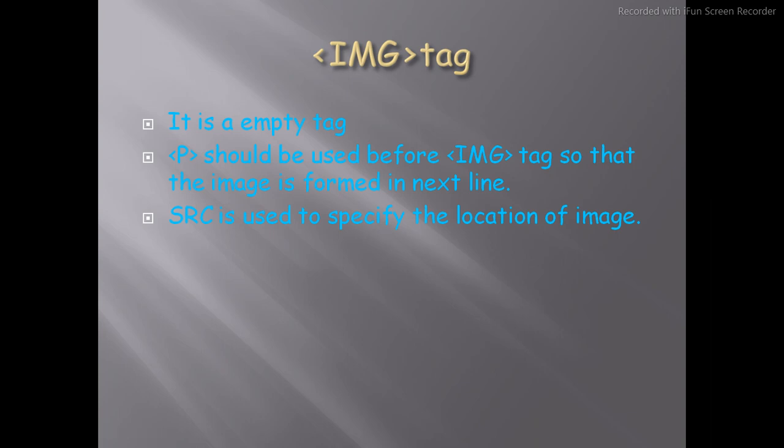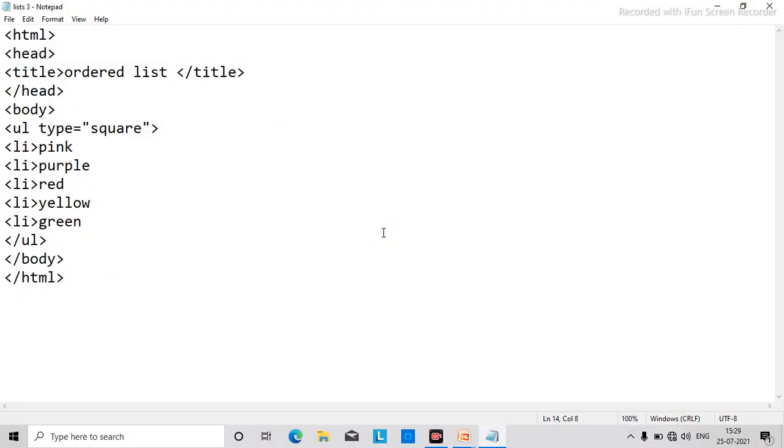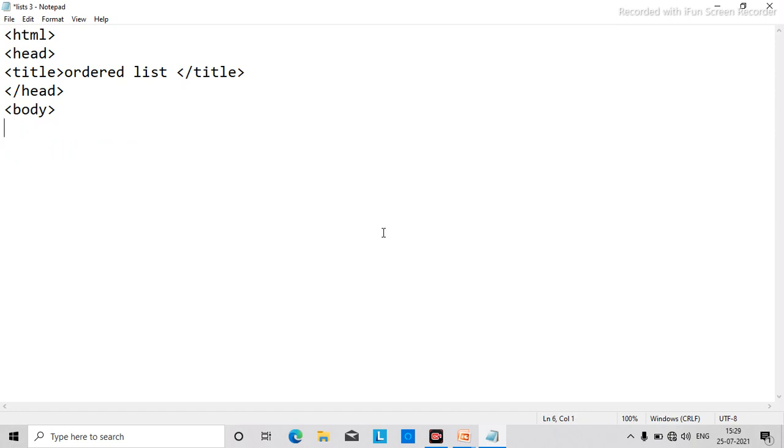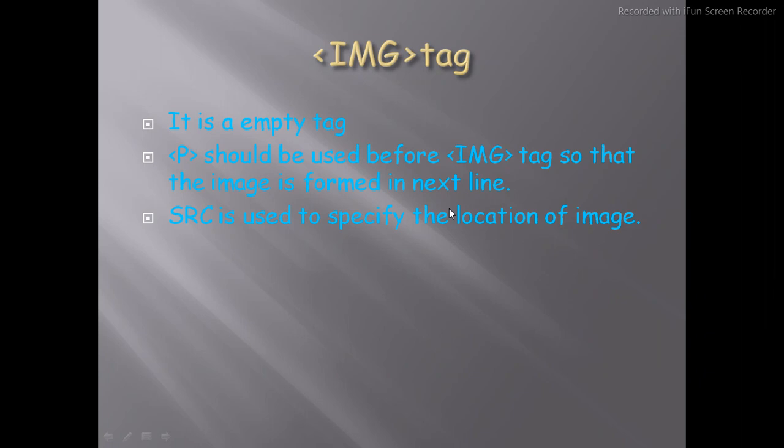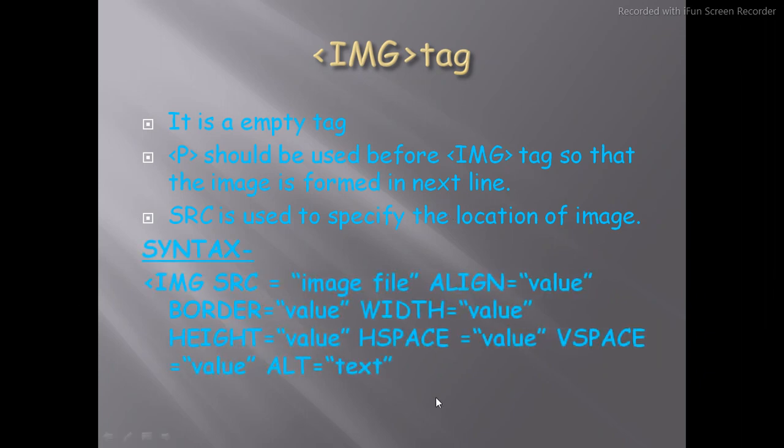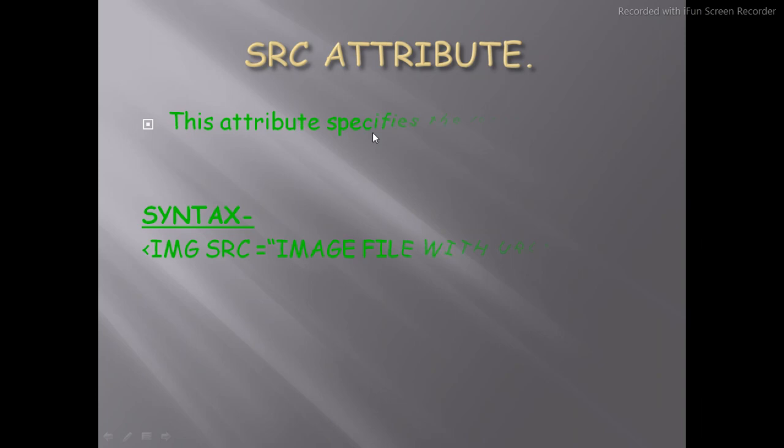Now I'll go to Notepad and write till here. See, till body I've done. Now IMG. SRC is the first attribute, I hope. Yes, let's go to PowerPoint and check. So this is the syntax basically. You can see it, or you can see the practical one also. The SRC attribute specifies the location of the image file. The syntax is img src equal to the file name with URL.